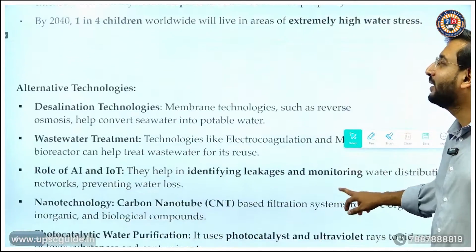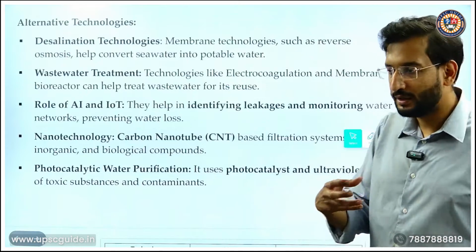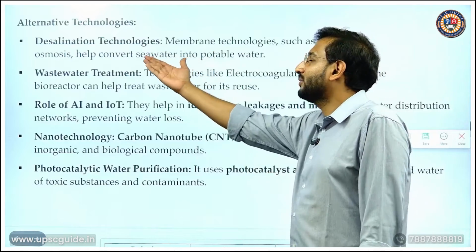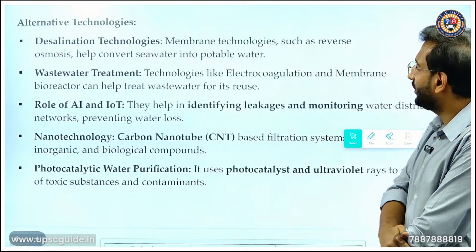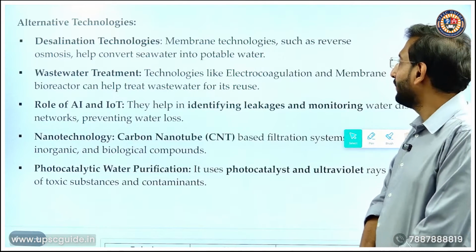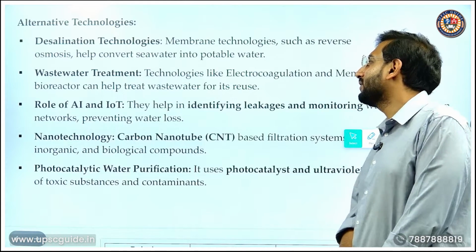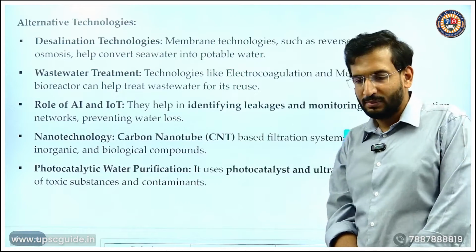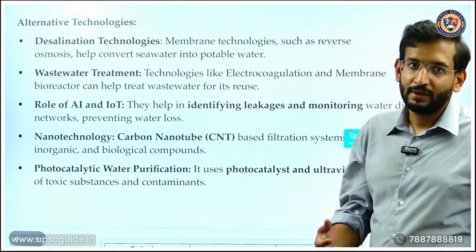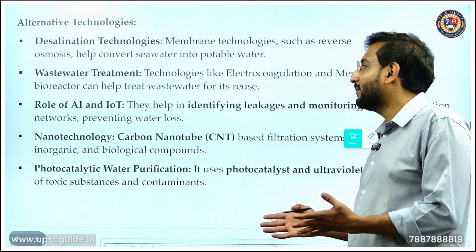So moving to the next part of the question, that is to suggest some alternative technologies to tackle these issues. You can talk about desalination technology, which involves membrane technologies such as reverse osmosis, the main mechanism involved, which helps convert seawater into potable water. But this is a very electricity-intensive technology. It's a very costly affair, a very costly mechanism.